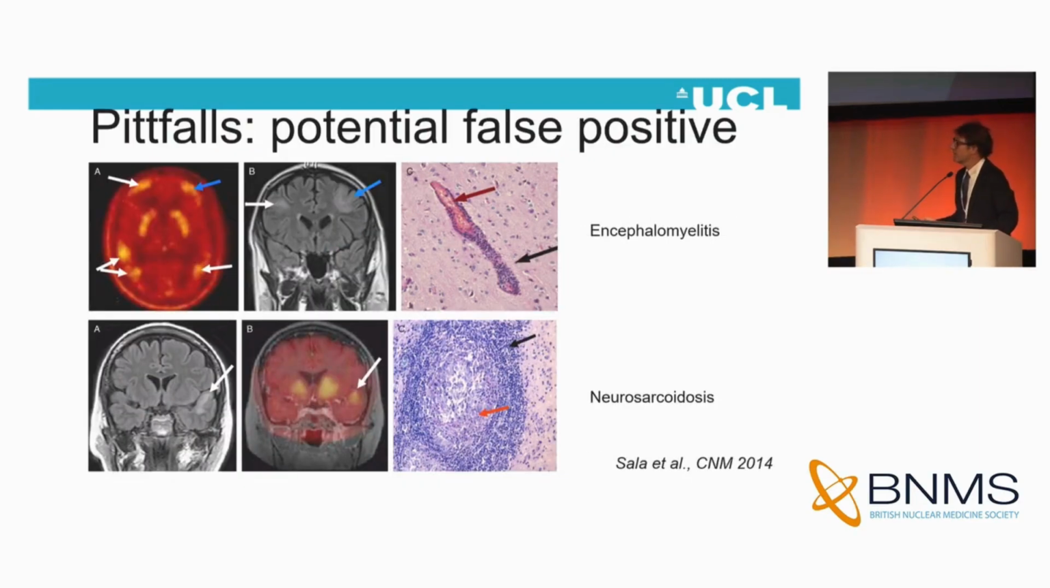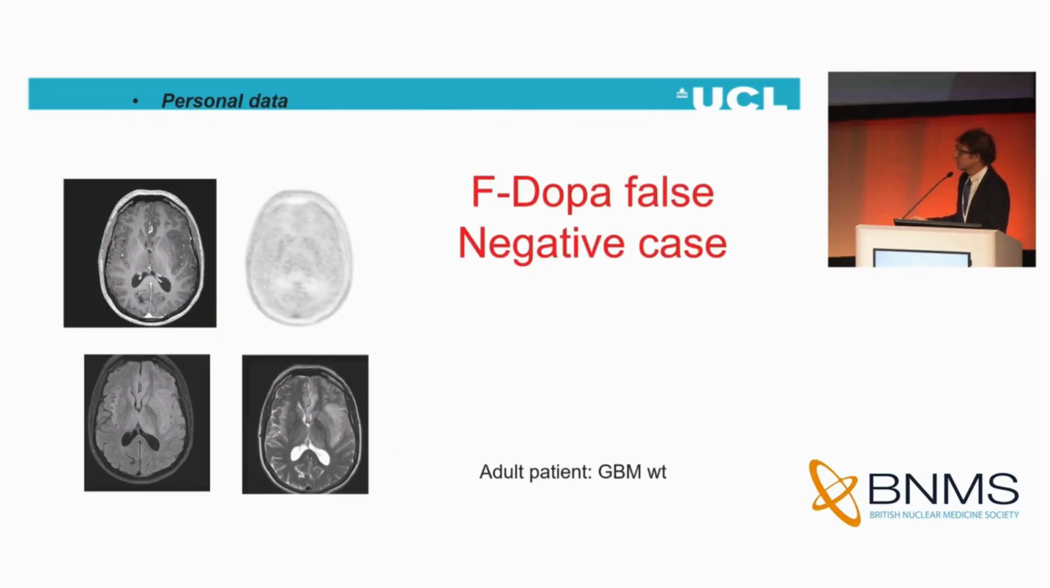So not everything that glitters is gold. There are pitfalls, as in all PET studies, and we are well aware with FDG. Similarly, in neuroinflammation, there can be potential false positive, as well as false negative. The reason why is probably related to lack of transporters of amino acid. This was a case that on imaging, on MRI, was initially diagnosed as low-grade glioma, biopsied, turned out to be a wild-type glioblastoma. But PET is completely normal.